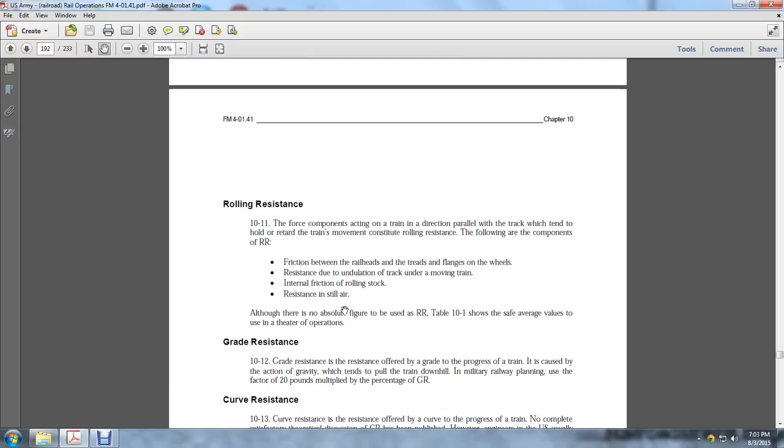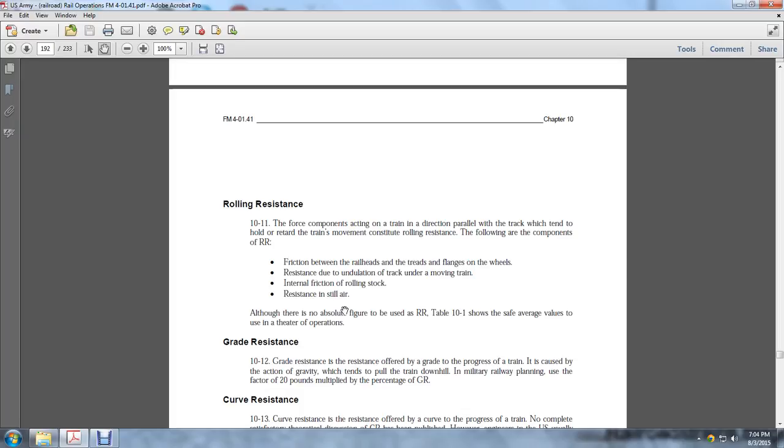Rolling resistance. The force components acting on the train in the direction parallel with the traction, which tend to retard the train from moving. The following are components of the rolling resistance: friction between the railway heads, the treads, and the flanges of the wheels; resistance due to the undulation of the track under the moving train; internal friction of the rolling stock; and resistance of the still air. Although there is no absolute figure to be used in the rolling resistance table, Table 10.1 shows the safe average values of theater operation.